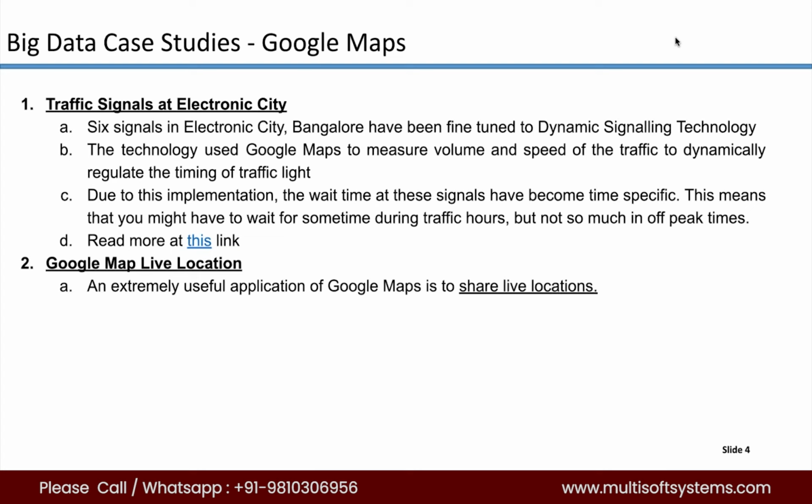And the Electronic City body which manages traffic signals and a lot of other things in Electronic City has purchased that and integrated it into their signaling system. So you can read more about this in the link here. I've written the gist over here. The technology uses Google Maps to measure volume and speed of the traffic to dynamically regulate the timing on the traffic signals. You see what I'm saying, right? Due to this implementation, the wait time at these signals has become time specific.